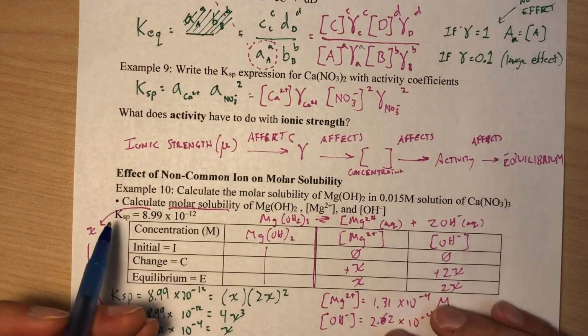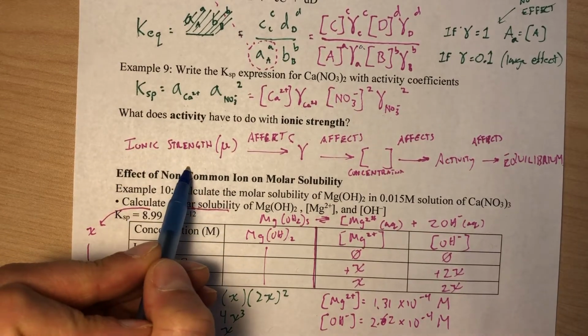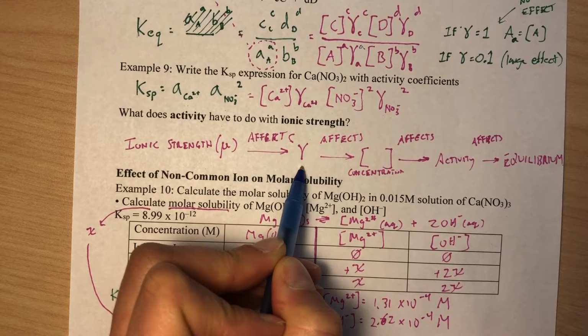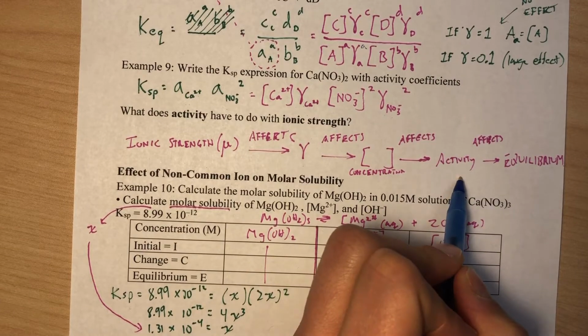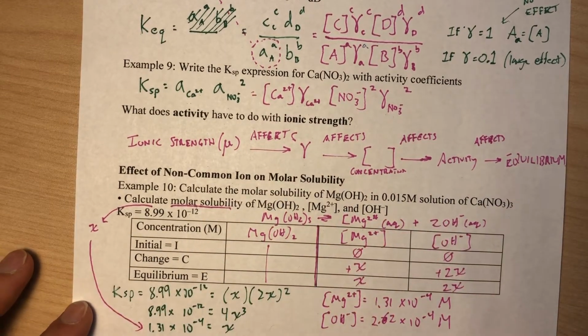So what does activity have to do with ionic strength? Our ionic strength that we've calculated is going to affect our gamma, which is a value we get from a table, which then affects our concentration, which has an effect on activity, which has an effect on the equilibrium and solubility.